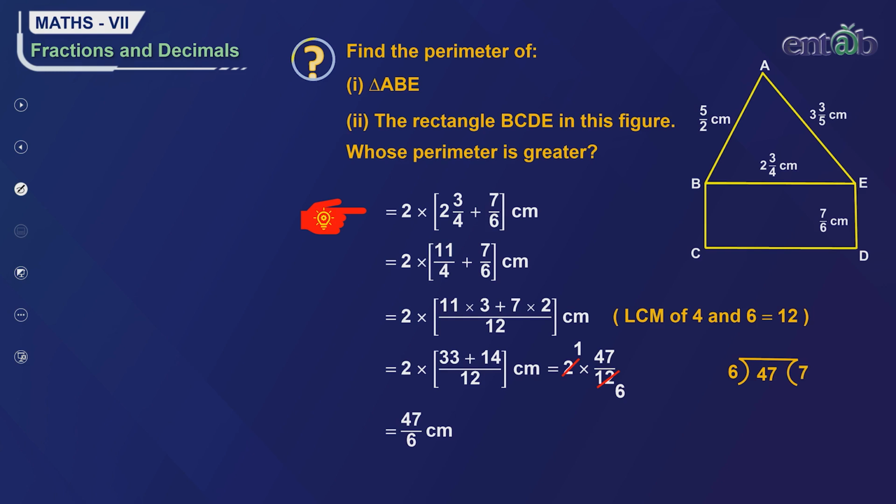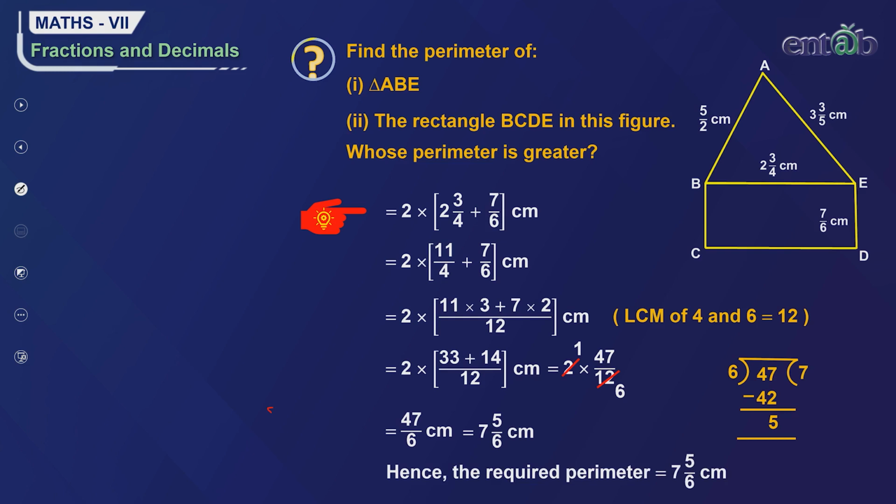Again, we will give the answer in the mixed form. So, dividing 47 by 6, what do we get? 7 is the quotient, 5 is the remainder, and 6 is the divisor. Thus, my mixed form becomes 7 5/6 centimeter. Thus, we get the required perimeter as 7 5/6 centimeter.